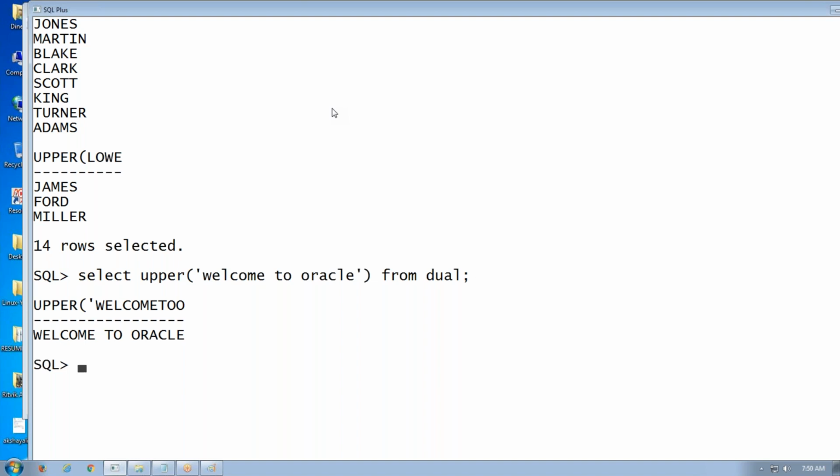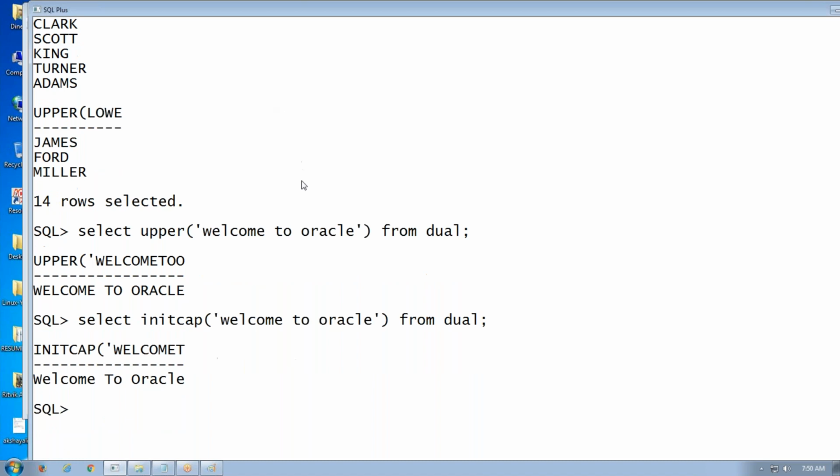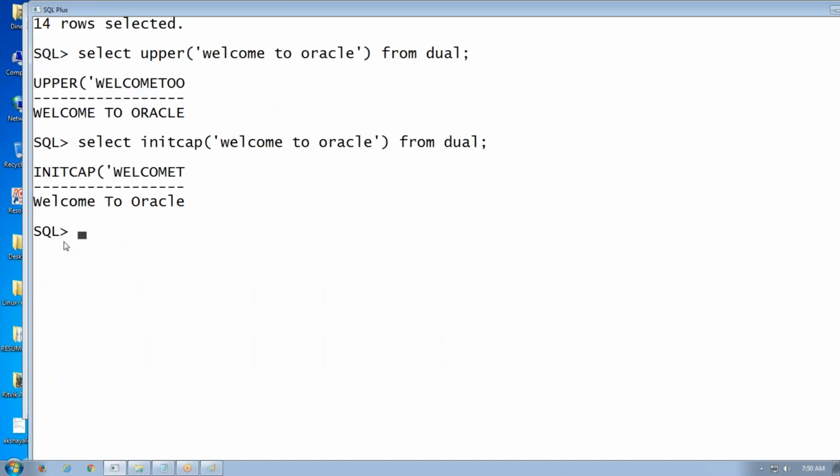Next one, what is initcap? Initial capital, initcap. It will print the given string with each word's beginning character as capital. So W is capital, T is capital, O is capital.